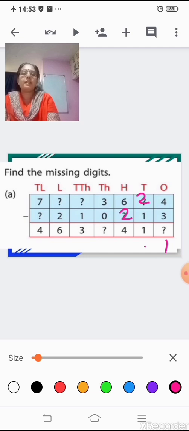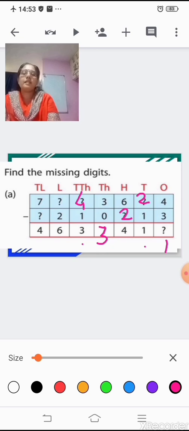In the thousands place, it is a direct subtraction. So 3 minus 0 will give you 3. In the 10,000 place, you have to find the minuend. So again add the difference and the subtrahend, that is 3 plus 1, that is 4. And subtract and see whether you are getting 4 minus 1, 3 as the answer.